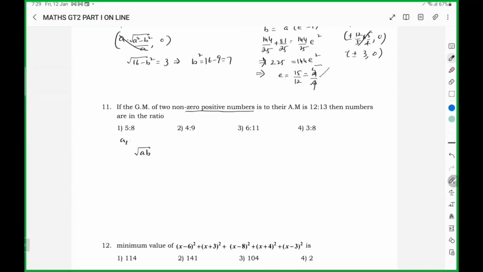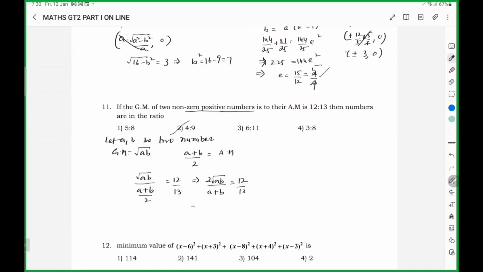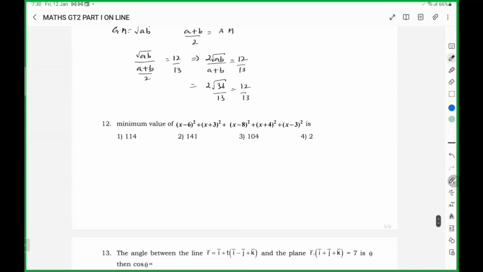If you assume numbers as, let A, B be two numbers, so their geometric mean is this. Arithmetic mean is, so root AB by, given it is 12 by 13. 2 root AB by, now he is asking numbers ratio. If you choose this option 4 into 9, so satisfying answer is second option.